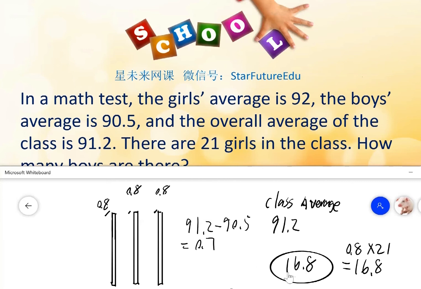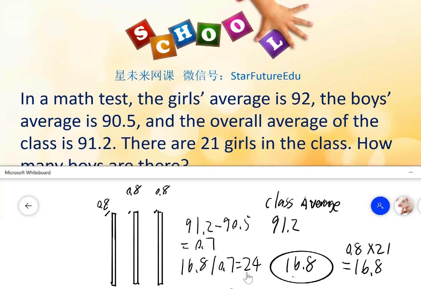Okay, now we know in the score bag, there's 16.8, and each boy should take 0.7. So eventually, these boys should take all the score from the score bag. Then how many boys are there? 16.8 divided by 0.7. Very good. So it's 16.8 divided by 0.7, which is 24. So the solution is 24.